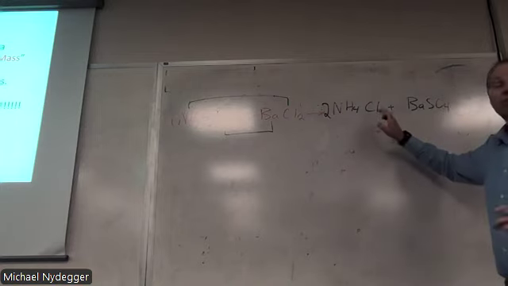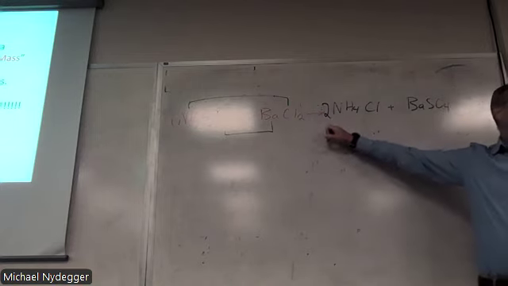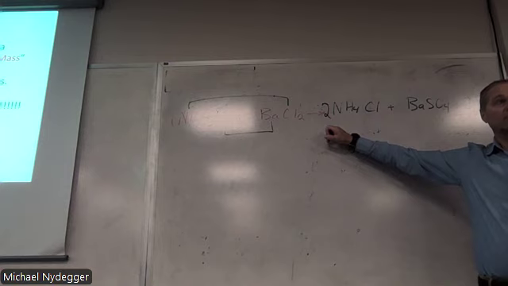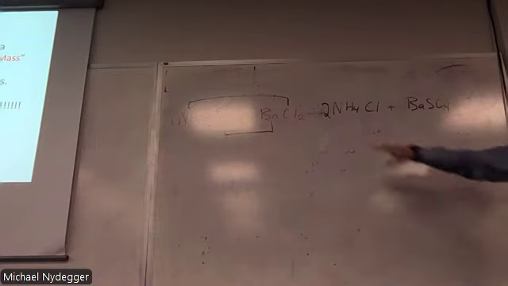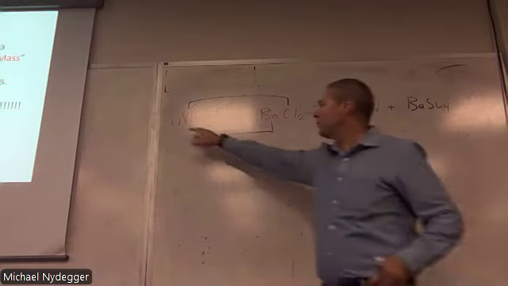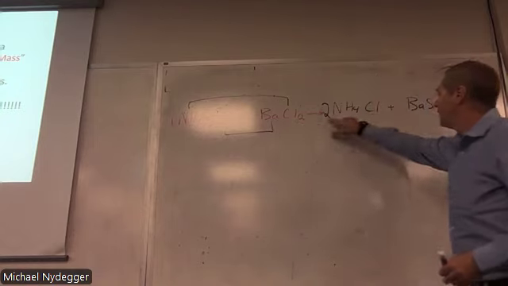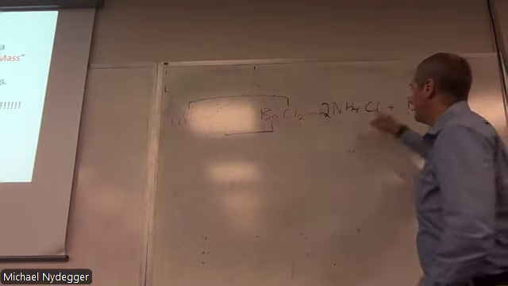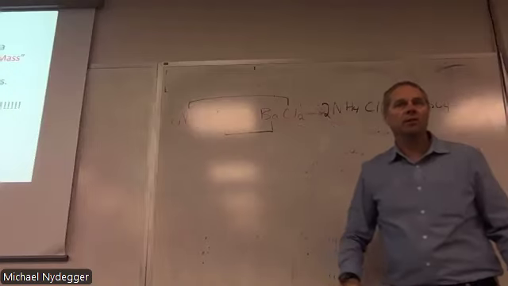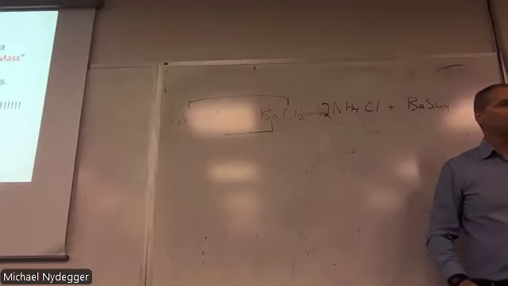Once I have this electrically neutral, I want to work with just the coefficients out in front. Does that make sense? So now that I have two ammoniums, I have two chlorides. Now I have the two chlorides and then the one barium, one sulfate. Does that make sense?